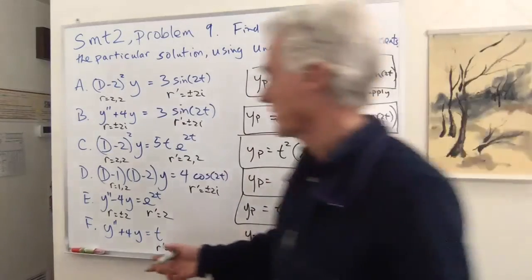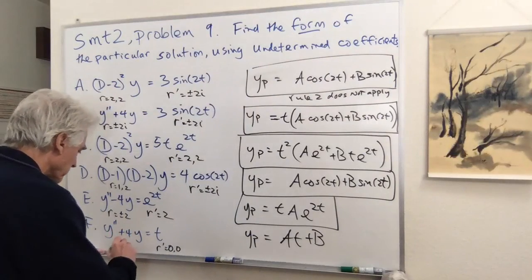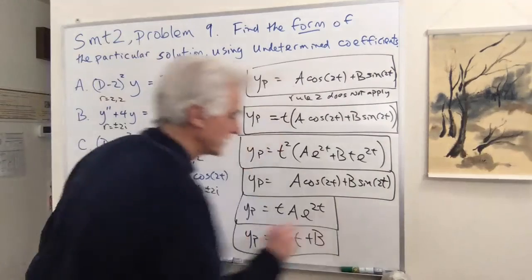Okay. Now what I have on the left-hand side, the roots again are r is plus or minus 2i. Nope, there's no zeros there. So this is cool, it does not need to be modified.